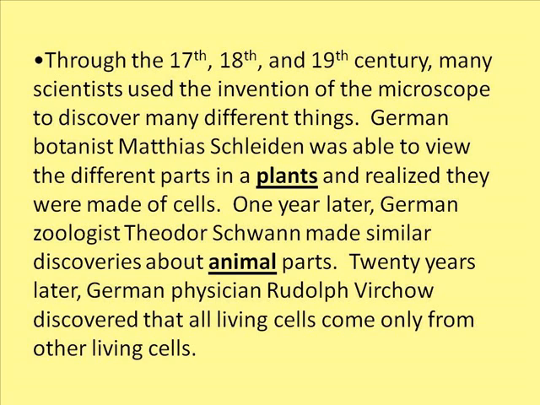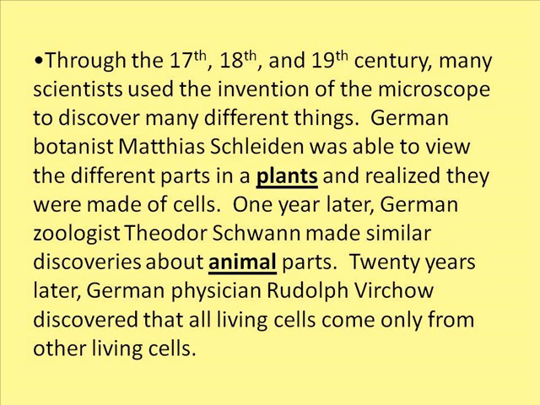And what he noticed is that no matter what part of the plant he looked at, they were all made of cells. About a year later, there was a German zoologist by the name of Theodor Schwann. Along with what Schleiden was doing, he was looking at different animal parts. He took skin samples, muscle tissue, and blood samples. And no matter what part of the animal he looked at underneath the microscope, he saw that animals were made of cells.